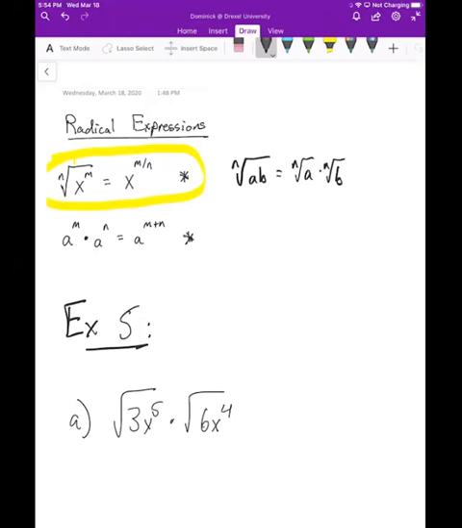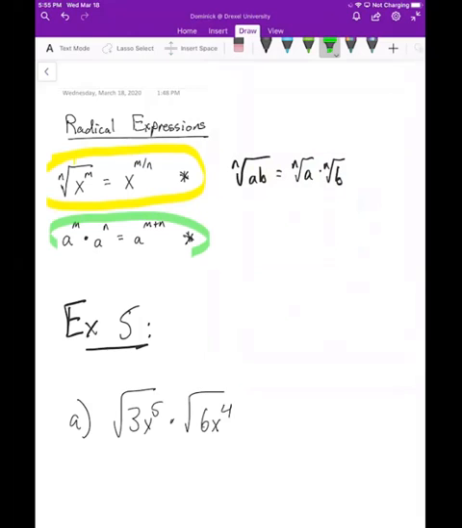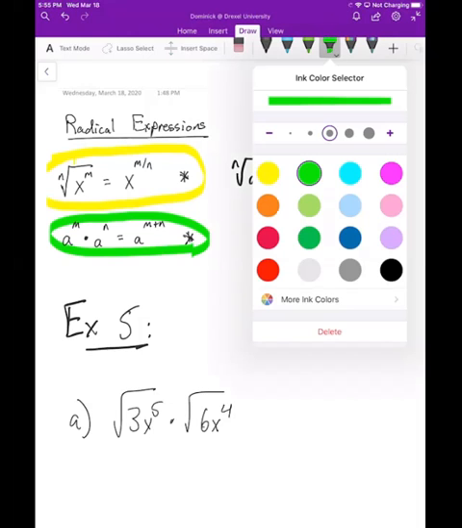Another important rule that we have is this next one here. And that says that if you have any two numbers with the same base and you're multiplying together, you add those exponents.